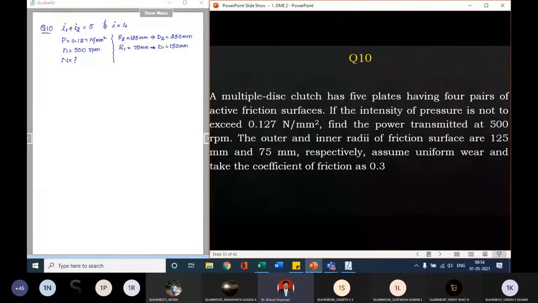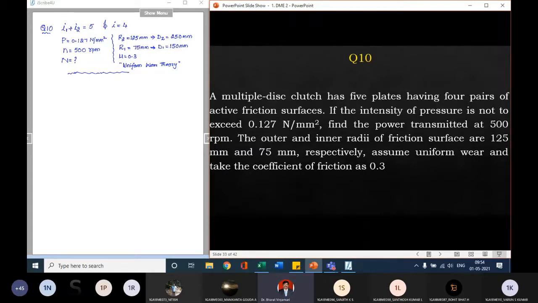Assume uniform wear. So once again, uniform wear theory, and take coefficient of friction mu equal to 0.3. Now uniform wear theory is what we are going to use. So once again, guys, this is a very simple numerical, same as the previous question, question number 9. Everything has been given. So how do we solve?